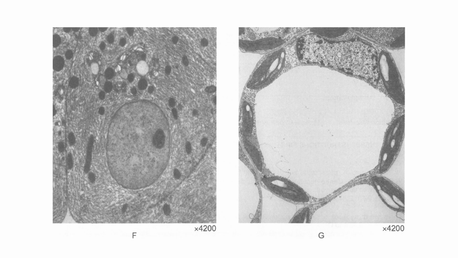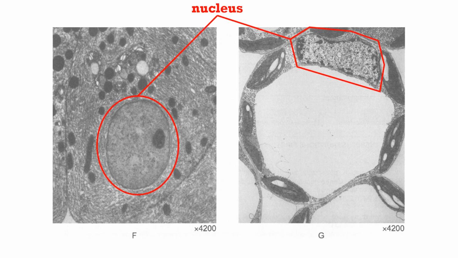Okay, let's look at the nucleus. The nucleus is easier to identify with cell F, but harder with cell G because the shape of the nucleus is quite strange, right? But if you look at the coloration, you can see the patches of dark and lighter patches, irregular patches, and that is one of the distinguishing features of the nucleus, right?